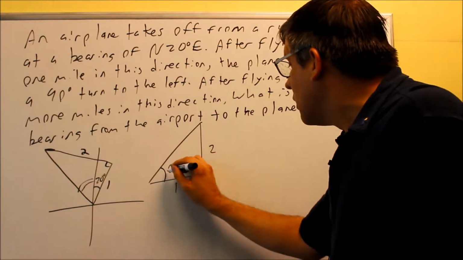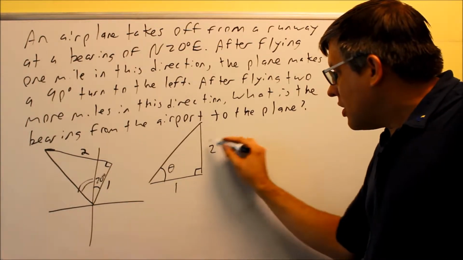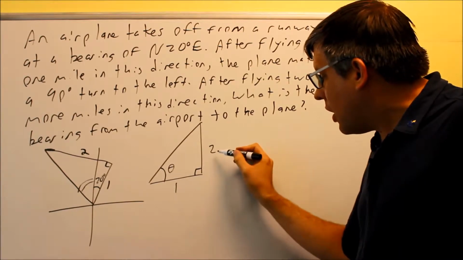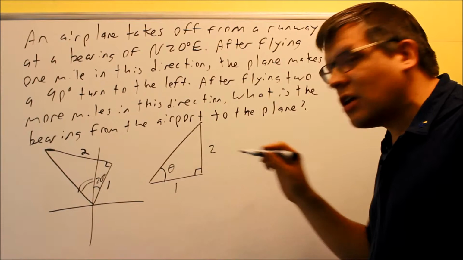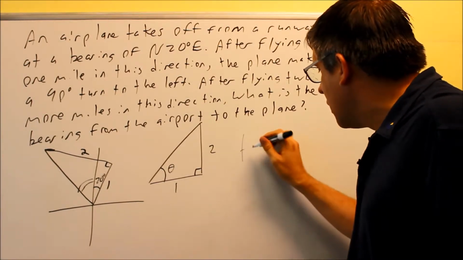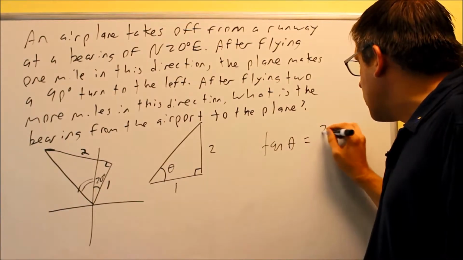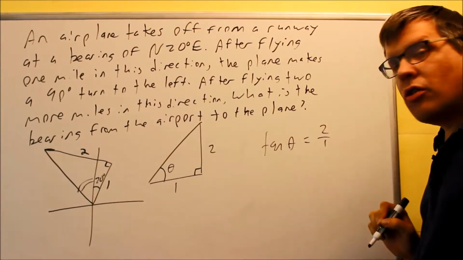This is my theta that I'm trying to find. I want to pick a trig function like before that relates the 2 sides that I have given there, and that relates the theta that I have. So in this case I have an opposite and I have adjacent, so I want to use tangent. So let me put that right here. Tangent theta is equal to opposite over adjacent. So tangent theta is equal to 2 over 1.